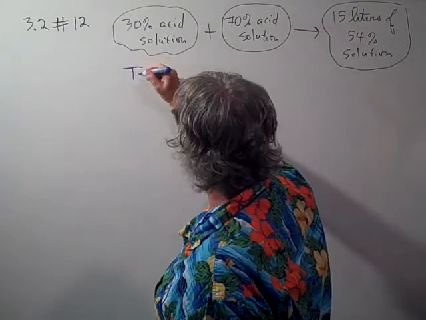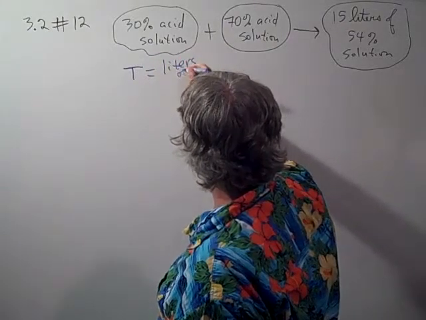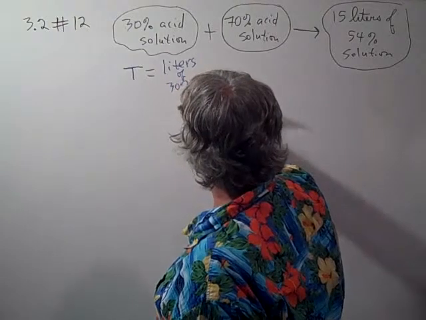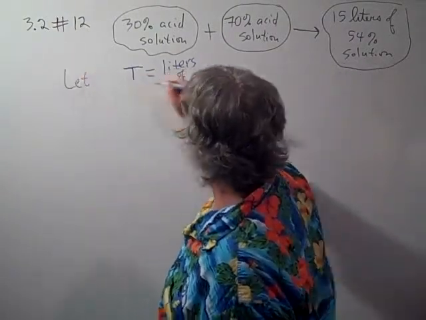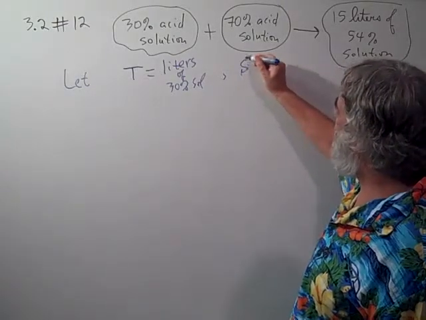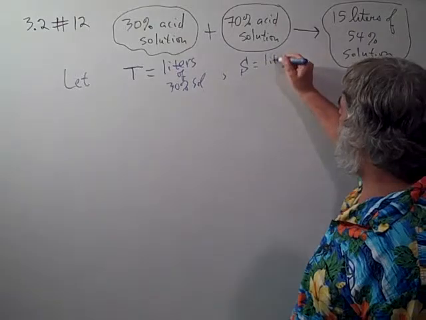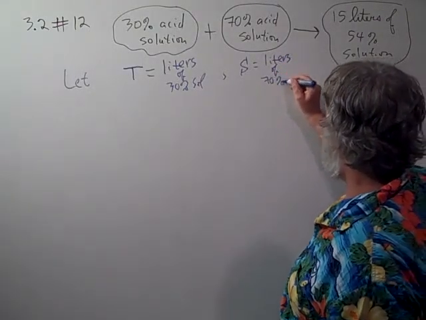Let's let T equal the liters of 30% solution. And let's also let S equal the liters of the 70% solution.